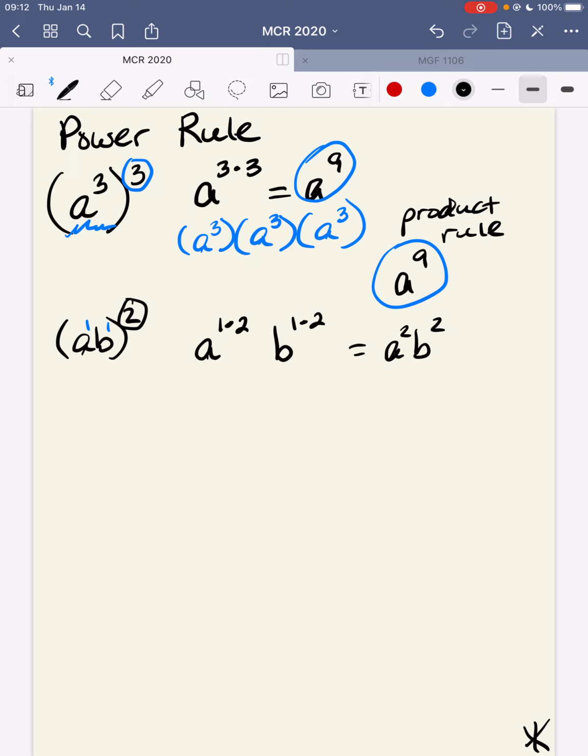Let's look at another one. I like A and B today. A and B is popular in my world today.